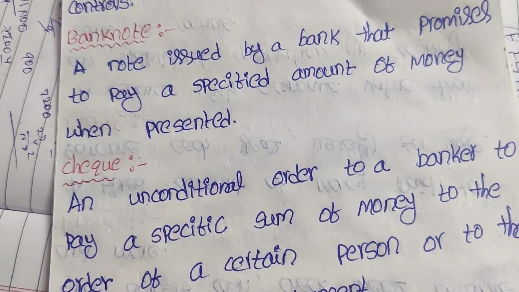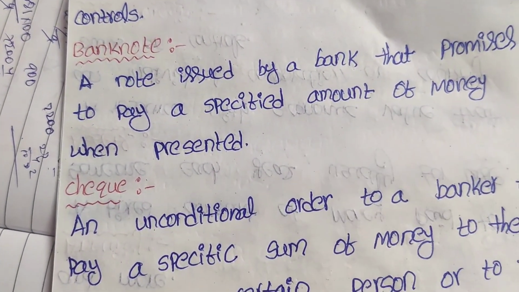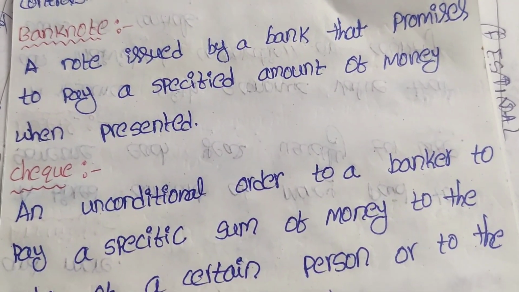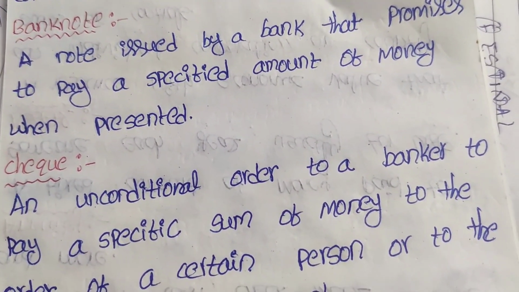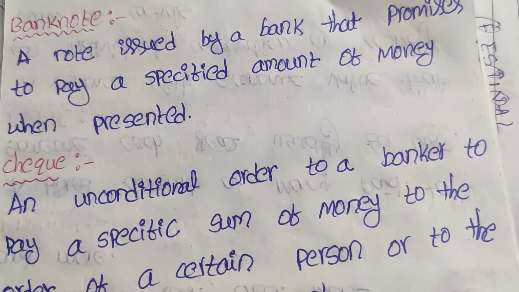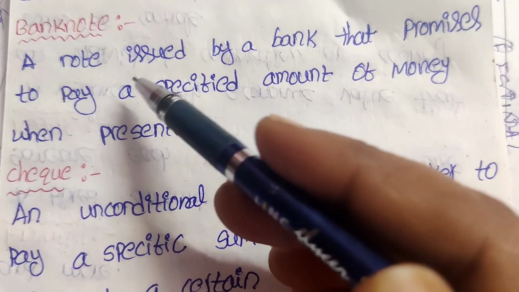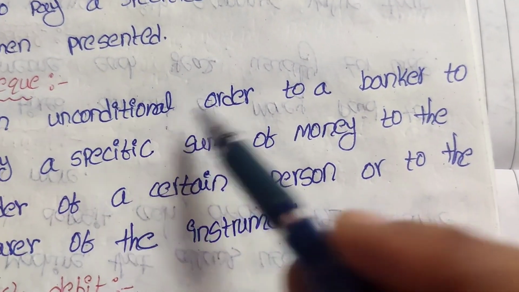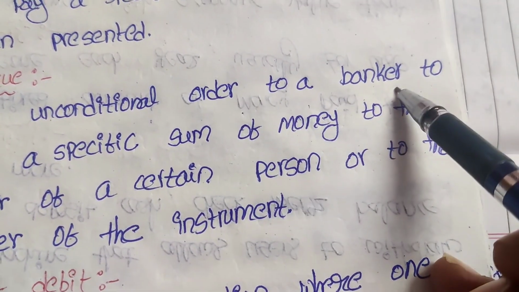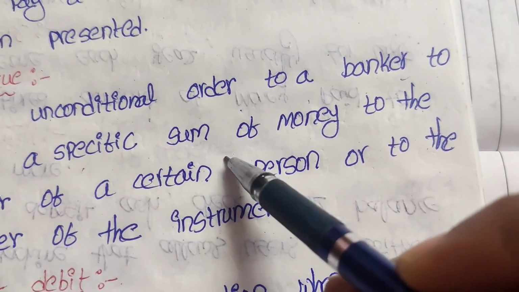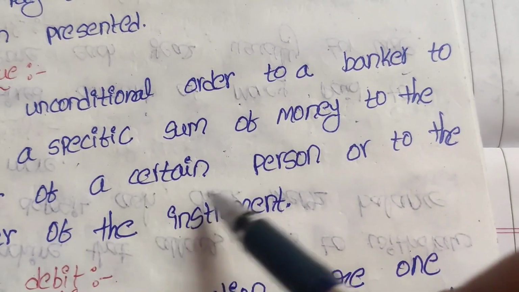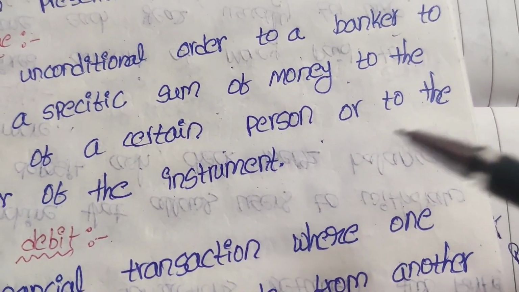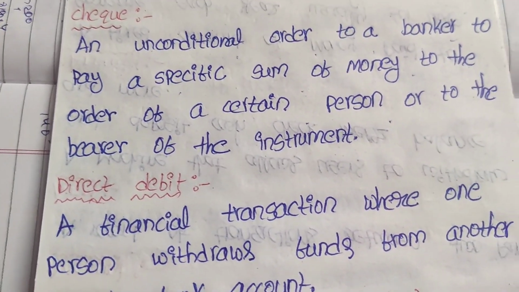So this is bank credit. And what is a bank note? A note issued by a bank that promises to pay a specified amount of money when presented. So this is all about the bank note. And what is a check? An unconditional order to a banker to pay a specific sum of money to the order of a certain person or to the bearer of the instrument. So this is called a check.